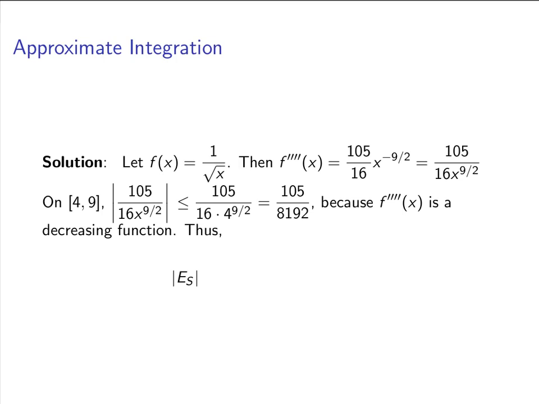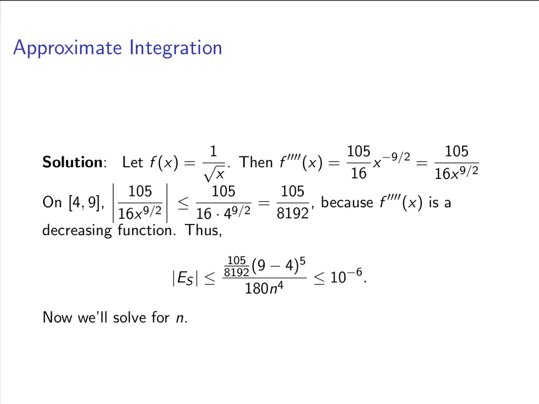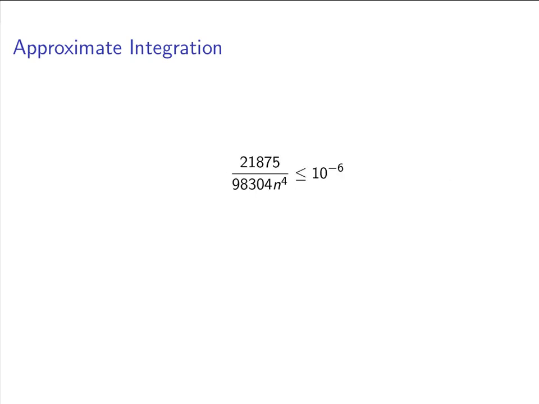All right, now let's place a bound on the error in using Simpson's rule. So it's going to be smaller than 105 over 8192 times (9 minus 4) to the fifth power all over 180 n to the fourth. And our goal is to make this expression smaller than 10 to the minus 6. Okay, let's go ahead and solve for n. If we simplify that expression and set it less than 10 to the minus 6, we're going to get this, and our goal now is to solve for n.